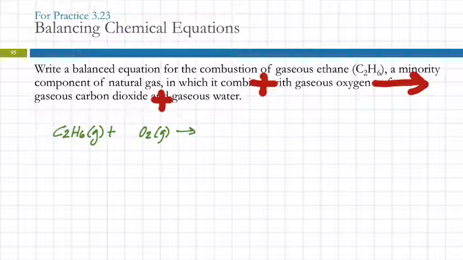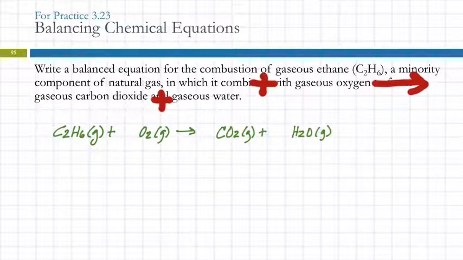To form, so we've got carbon dioxide this time, CO2, again, it's a gas, and gaseous water. So water's H2O, and I'm going to put a G there. Why is this not liquid water? Is this natural gas burning? Is it at room temperature? No, it's hot, right? It's hot. So that's why the water's in the gas form.